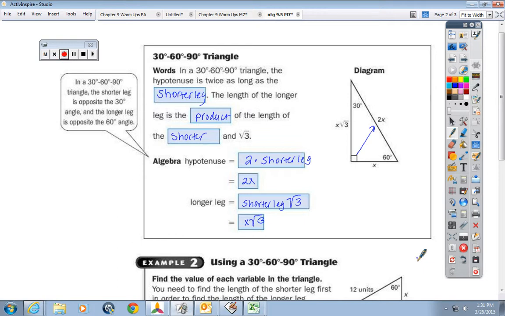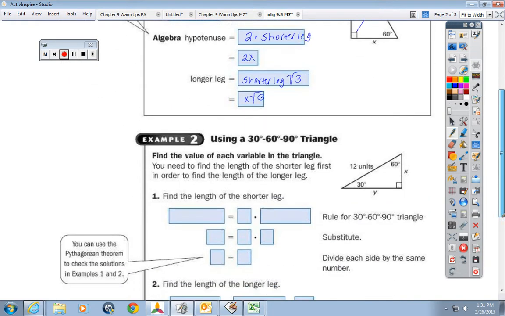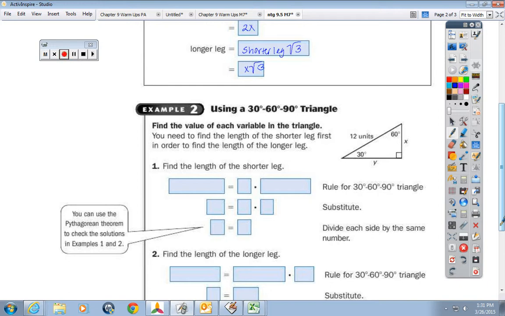So now on example 2 it says find the value of each variable in the triangle. So we're looking at the information that we know. What kind of triangle is this? 30, 60, 90. So we need to use this information. Now, do we know which one looks like the longer leg and which one looks like the shorter leg? Is x the longer leg or the shorter leg?